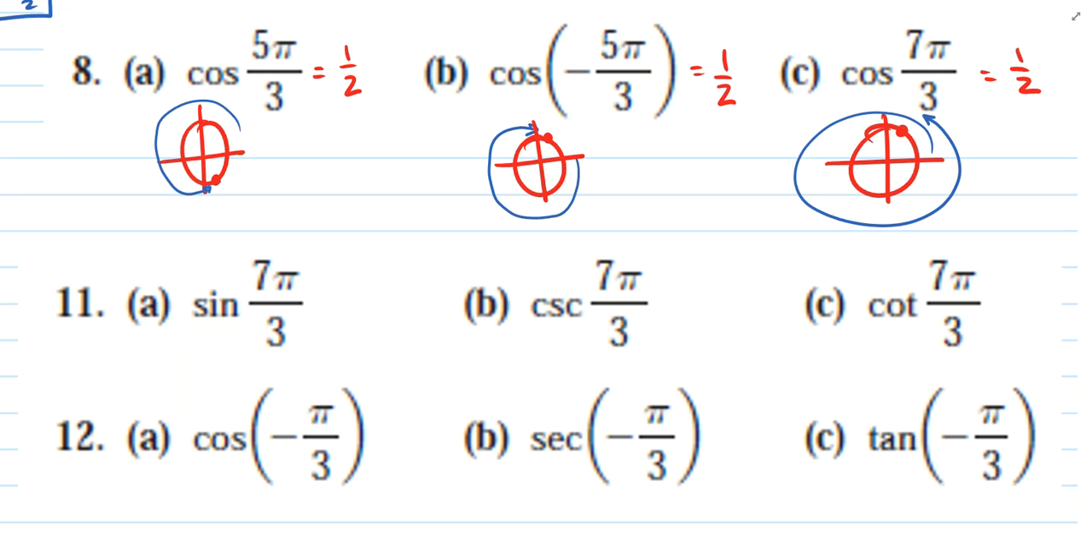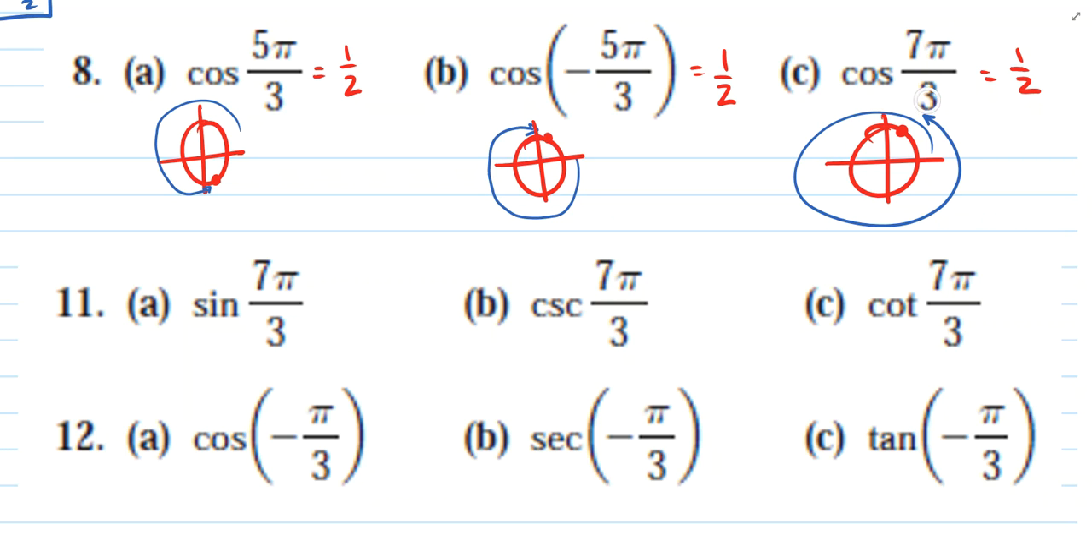Now, as it turns out, in question 8, all solutions are 1/2, but we arrived at them in different ways. Part 8A is a traditional question. We have a counterclockwise rotation of 5 pi over 3 radians, and that puts us in this position. So the x-coordinate there, of course, is 1/2. For part B, we have to go through a clockwise rotation, and that's what this blue ink is trying to show. We're rotating 5 pi over 3 radians, so that puts us here. That too has an x-coordinate of 1/2.